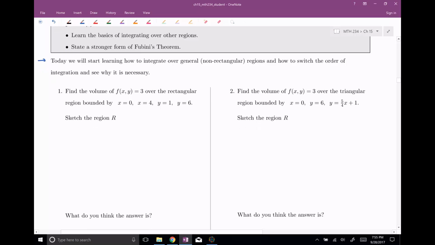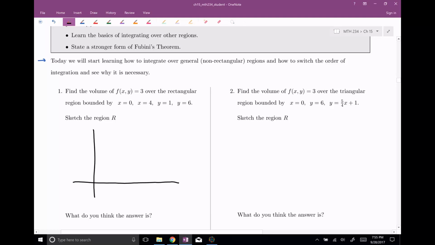To help motivate this and get us moving in the right direction, I want to go over a couple examples. I'd like to find the volume under this boring function, f of x y equals the constant value 3. I'm going to start with a rectangular region bounded by these lines, so let's sketch out our region R.